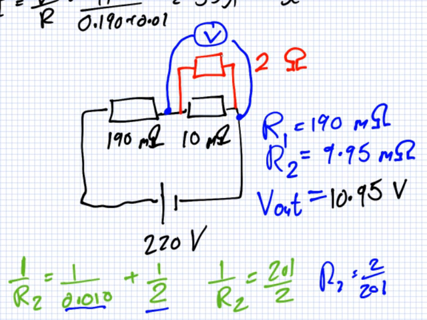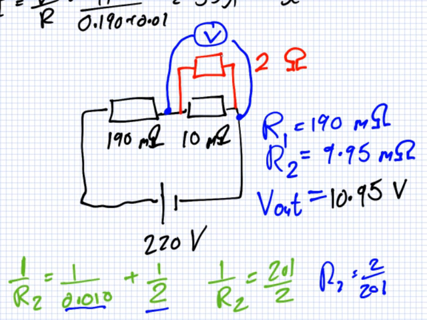Any ideas? The reason is, R1 and R2 are in parallel. Well, almost. It's in parallel here, and in series here. The reason is, these two are very small.